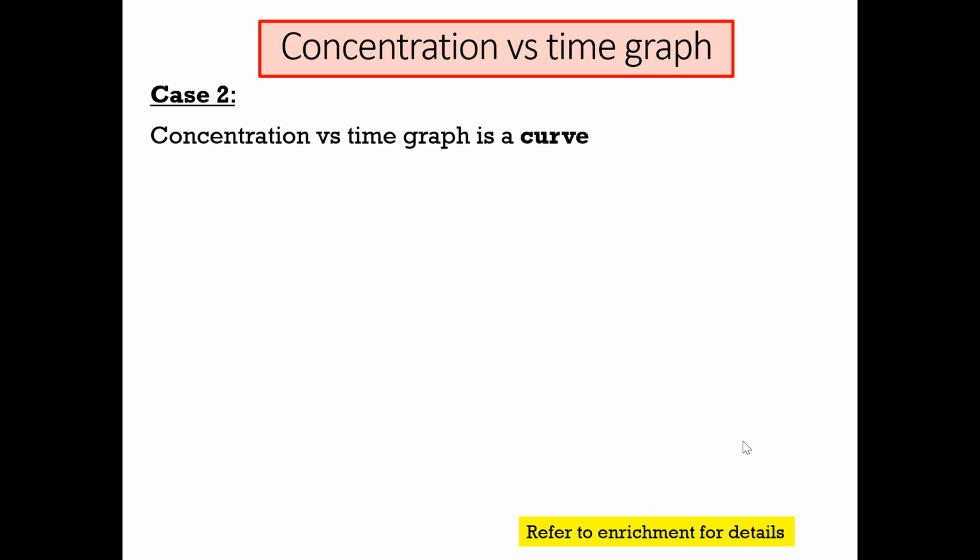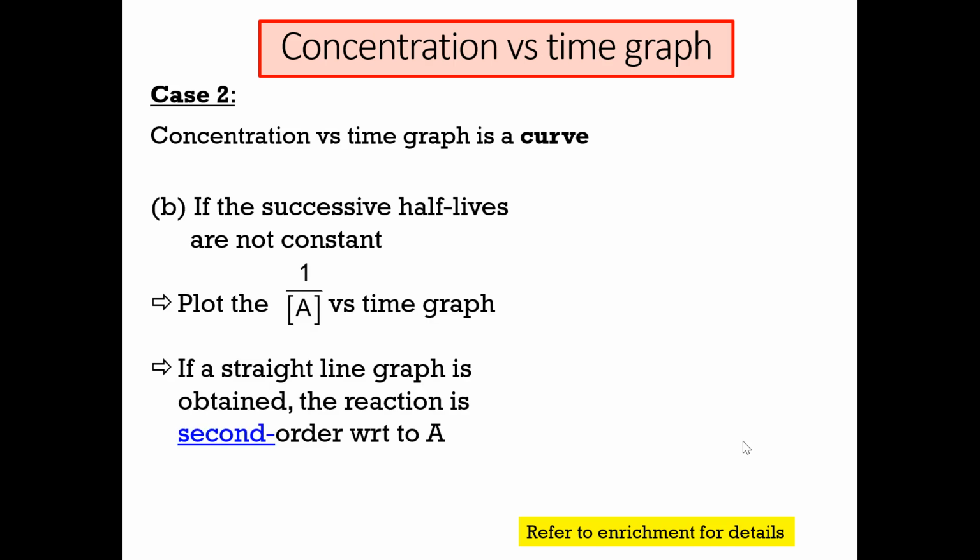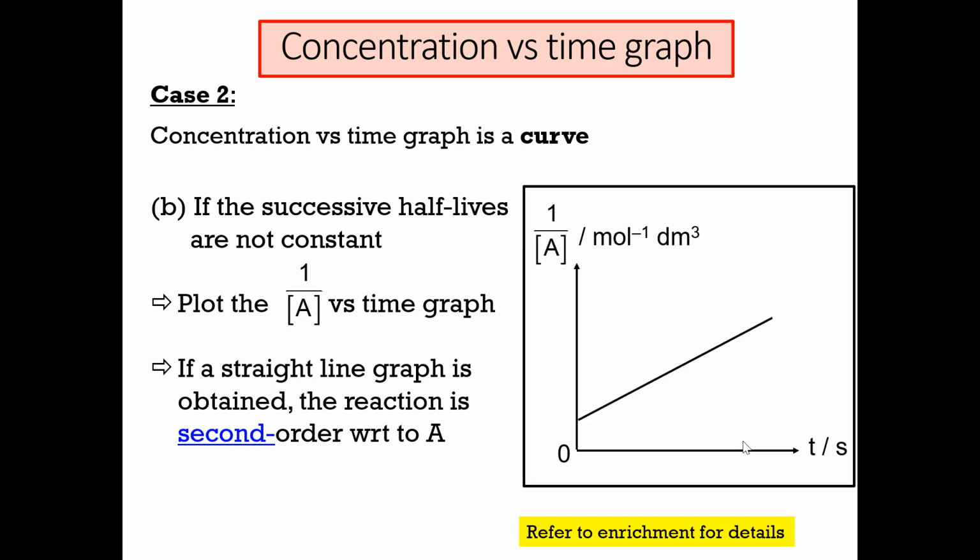Okay, if the concentration versus time graph is a curve, but the successive half-life is not constant, then at this point you can choose to plot 1 over concentration of the reactant versus time. If you end up with a straight line graph, then the reactant is indeed second order with respect to A. So this is one way to handle it. If after we check the half-life it is unfortunately not constant, then this is one way for us to confirm whether it is second order or not.